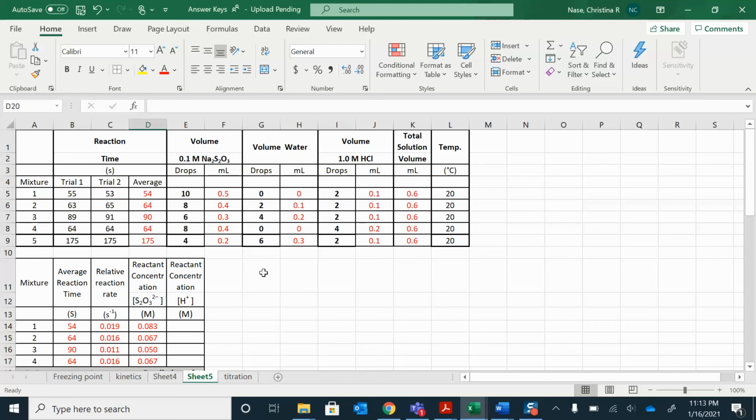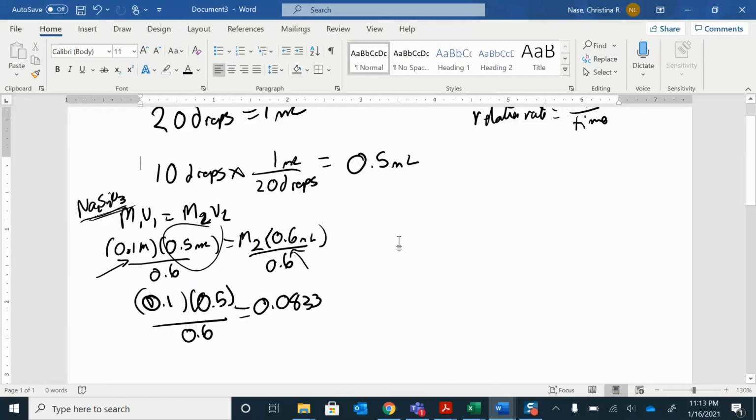So H plus is 1 molar. See, this guy was 0.1. This initial concentration is 1. So I'm going to use M1V1 equals M2V2 again, but now my M1 is 1 all the time. My initial volume is 0.1. My final volume is still 0.6. So let's work that out on this page here just to set this up.